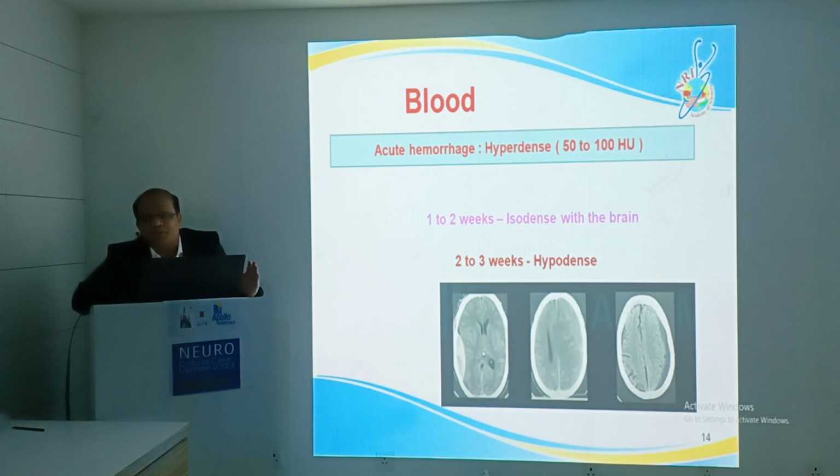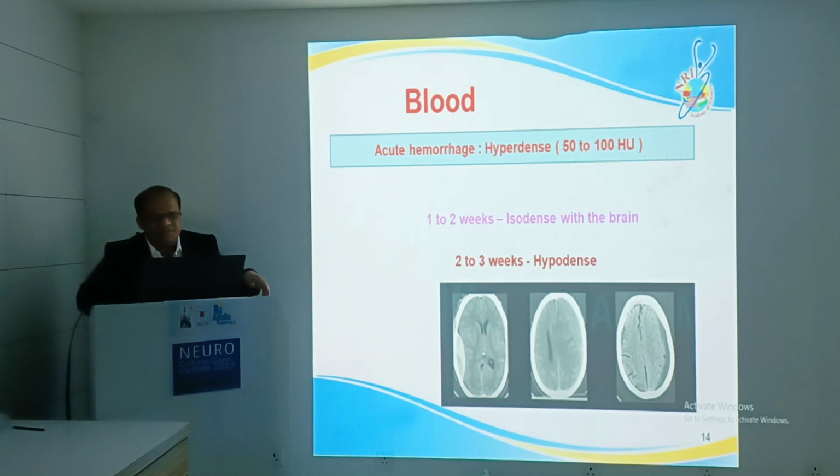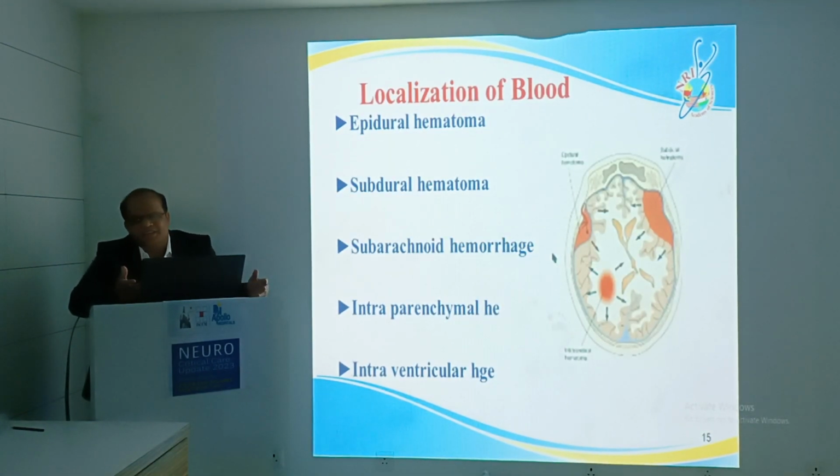As time progresses, within 1 to 2 weeks, it merges with the brain parenchyma, and within 2 to 3 weeks it goes into hypodensities. Depending upon the localization of the blood, it can be defined as epidural hematoma, subdural hematoma, subarachnoid hematoma, intraparenchymal hematoma, as well as intraventricular hematoma.